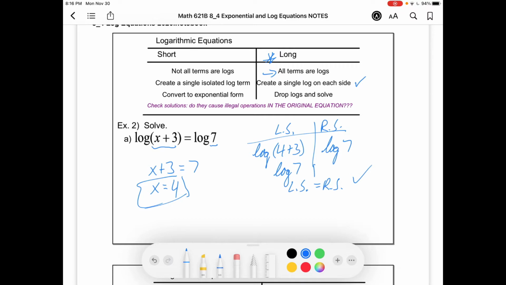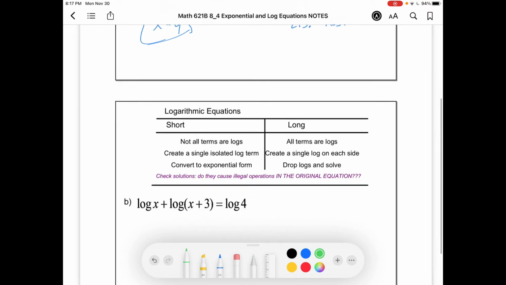And the main thing here that we're looking at is log of 4 plus 3, or log 7, on the left-hand side, is that a real thing? Is that a thing we're allowed to do? Yes, we can take the log of a positive number. So, even though that was called long, I don't think it was particularly long. Let's try another one.